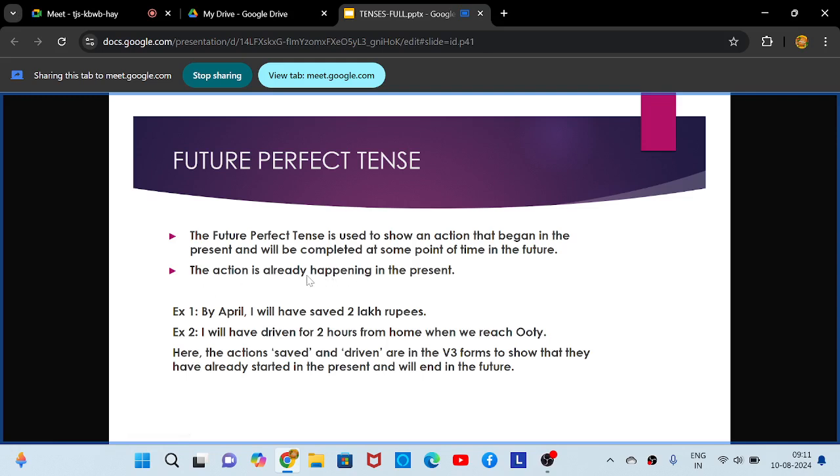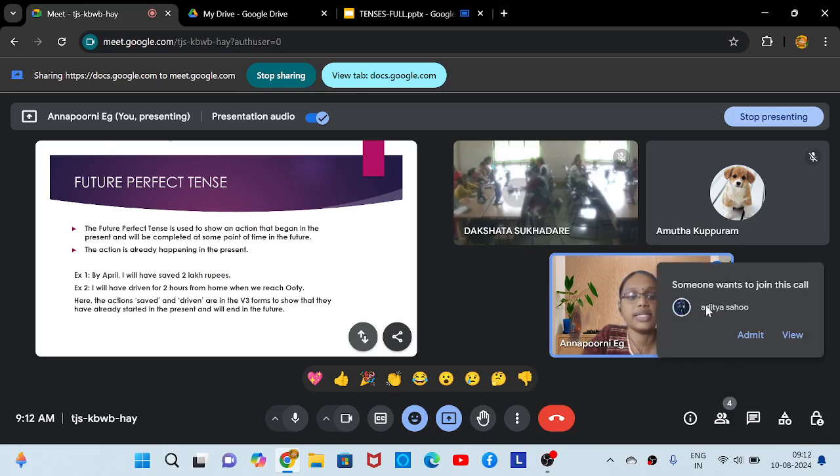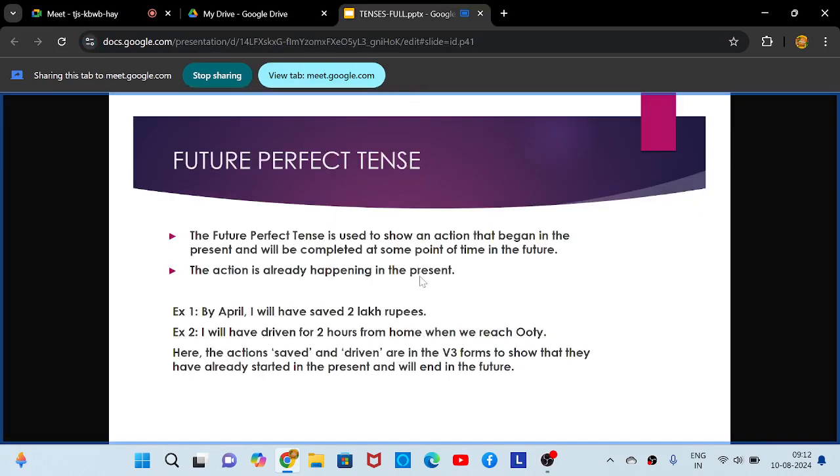The action is already happening in the present. Please remember that the action would have started in the present or past, but it is still continuing. It is still continuing. That is what you have to understand. For example, by April, I will have saved 2 lakh rupees. Second is, I will have driven for 2 hours from home when we reach Ooty.